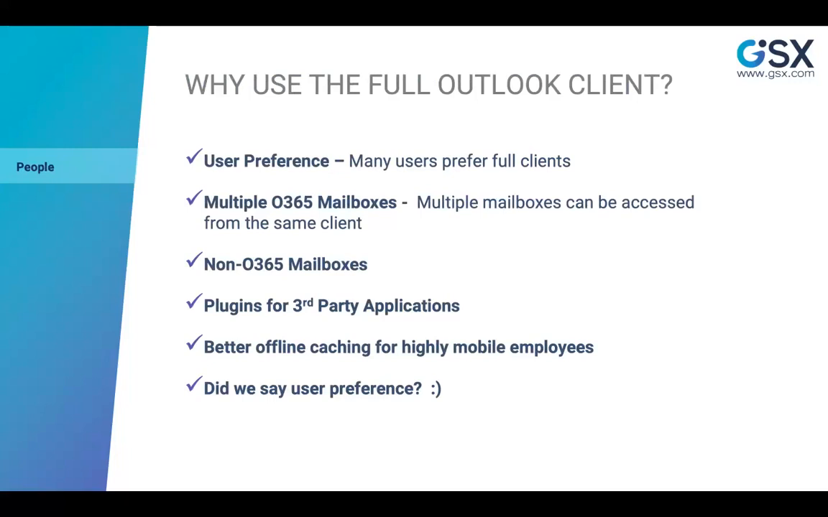A couple of big benefits: multiple 365 mailboxes. I'm on a Mac. I have 3 different mailboxes that are loaded. Non-365 mailboxes, it's easier if you're going other places. If you have on-premises apps, line of business apps, things that need third-party plugins, some of them can run in this newer Outlook productivity style, but not all of them. I would also, pretty quickly put out there that we've got better offline caching for highly mobile employees.